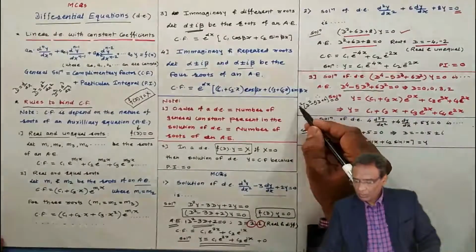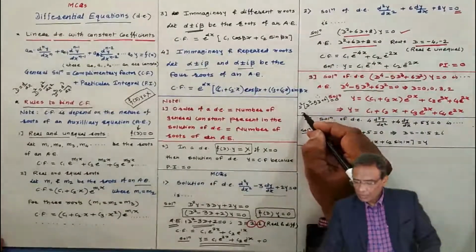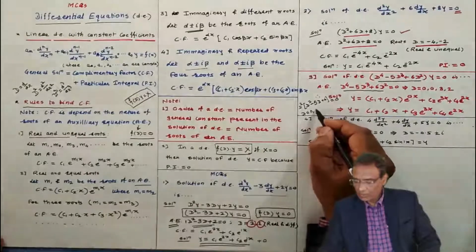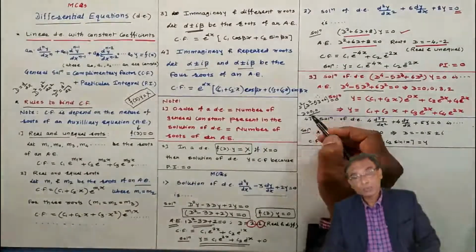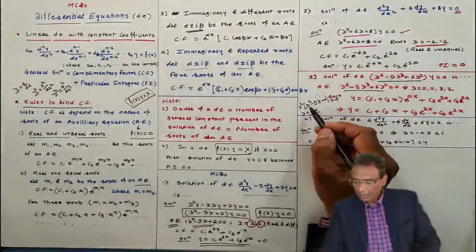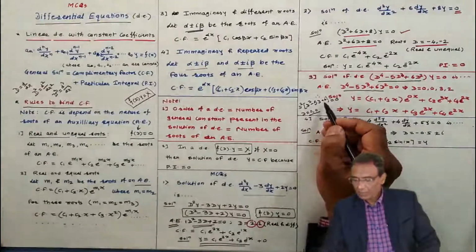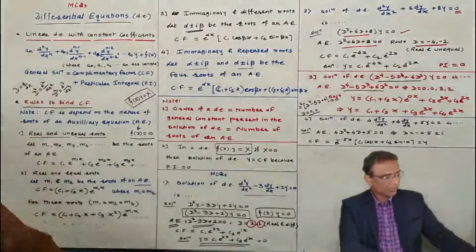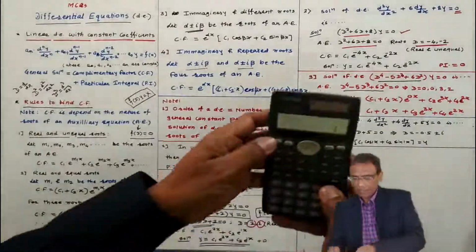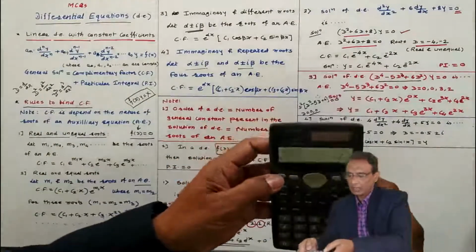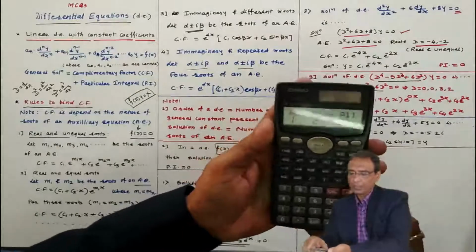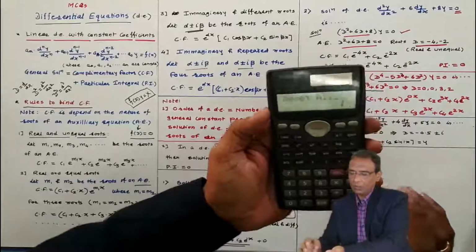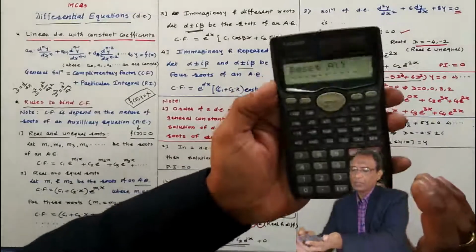Now D squared equal to 0 means D equal to 0 and D equal to 0. D squared equal to 0 means D has two values, 0 and 0. And then D squared minus 5D plus 6. See, I am just going to reset the calculator, clear everything, reset all.